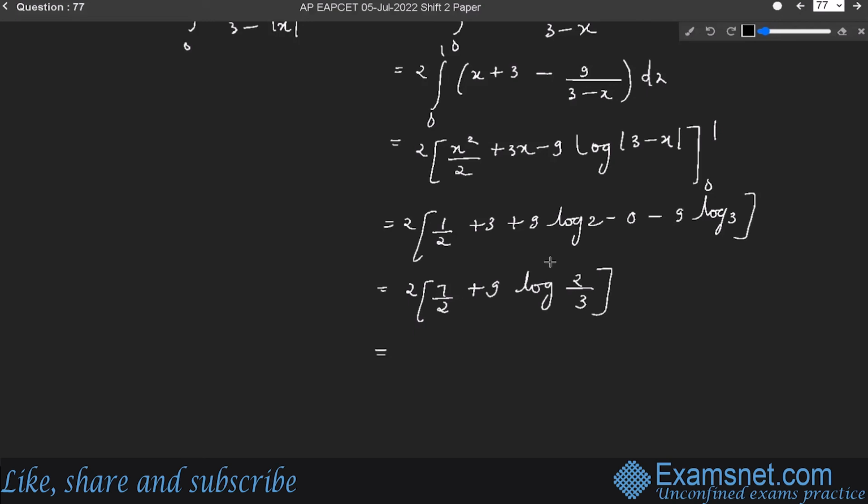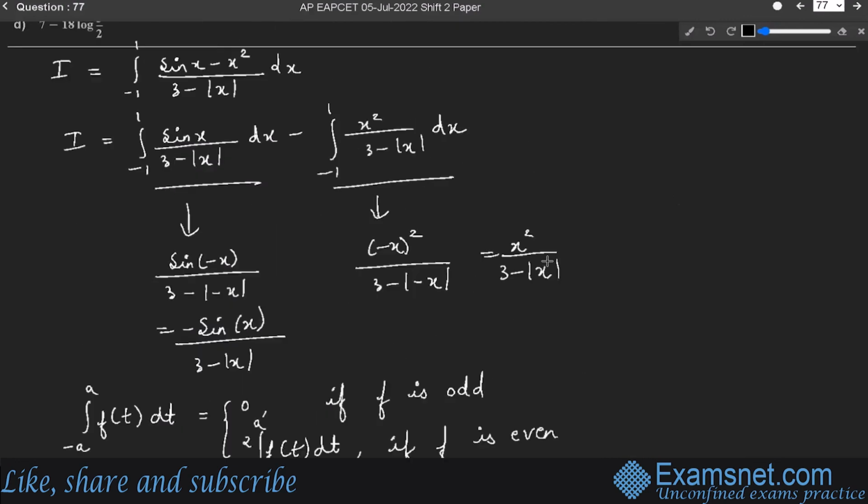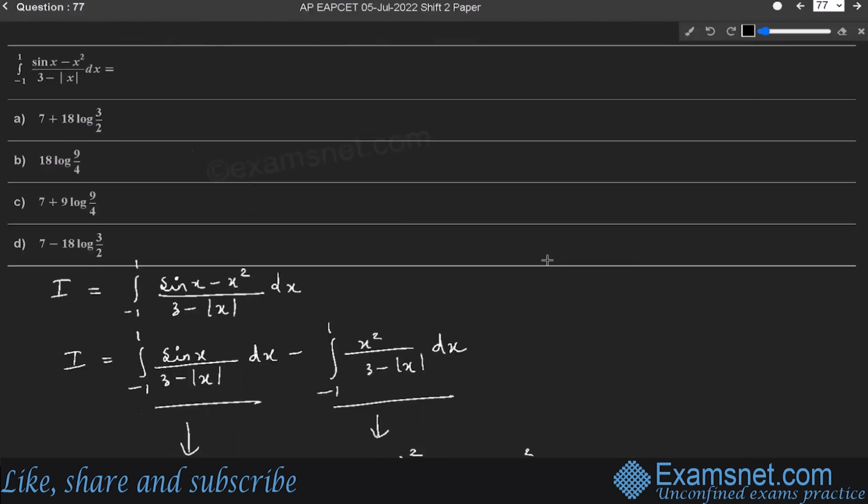Multiplying 2 inside, it will be 7 plus 18 log 2 by 3. Therefore, we can say that the value of integration of this part is 7 plus 18 log 2 by 3, which is option number A here. I hope this question is clear to you.